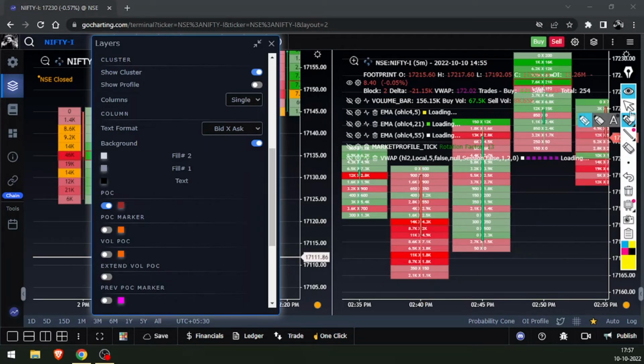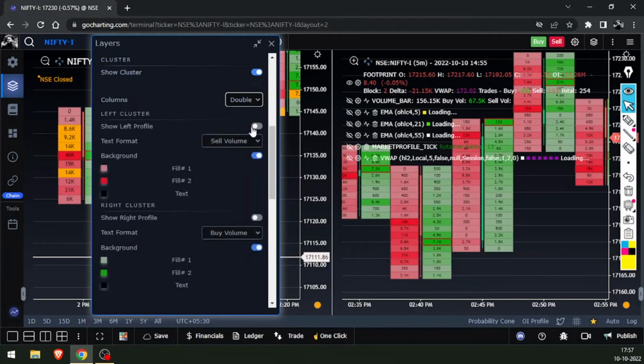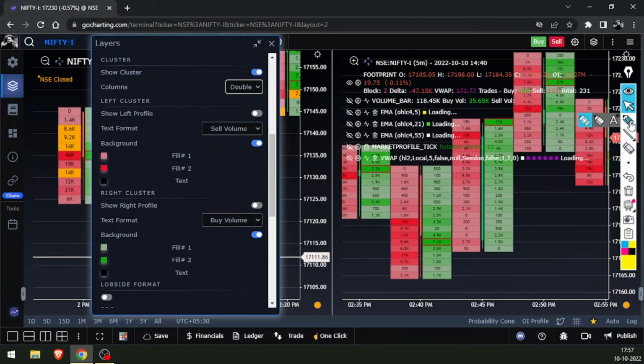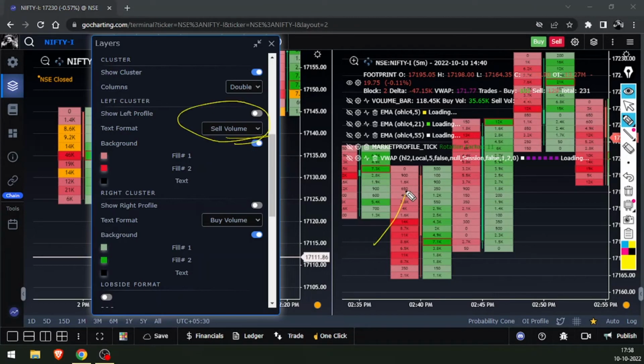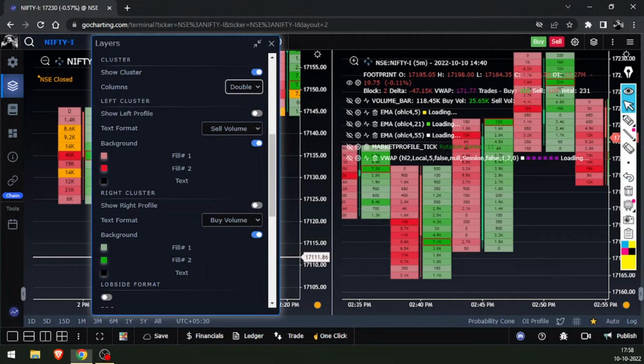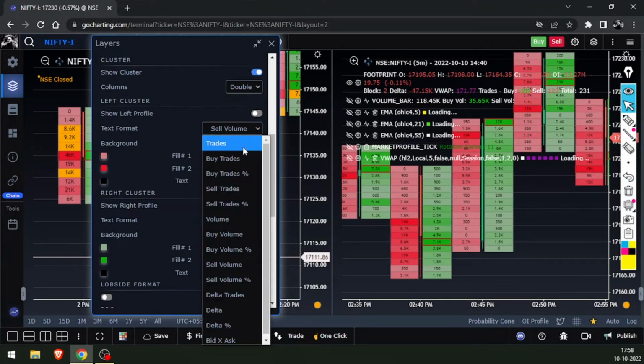And when you select the double sided column, you need to select what type of data you need to fetch for the left side, and what type of data you need to fetch for the right side. So it will fetch and display on this chart. So let's go to the left side of data, and see what exactly you are looking for. If you don't want the sellers volume, then you can see how many sell trades have happened, how many sellers in terms of a percentage.